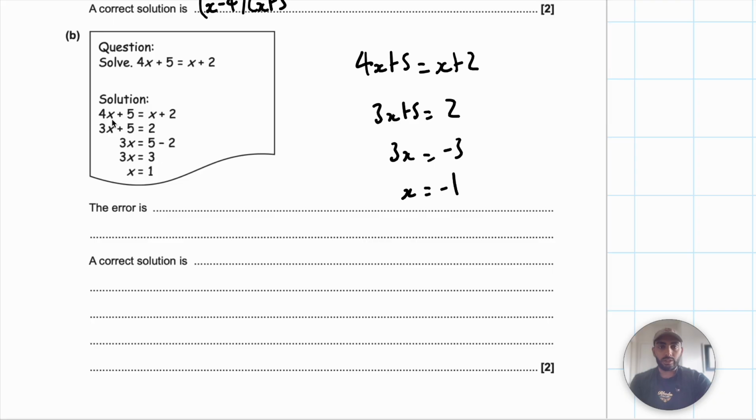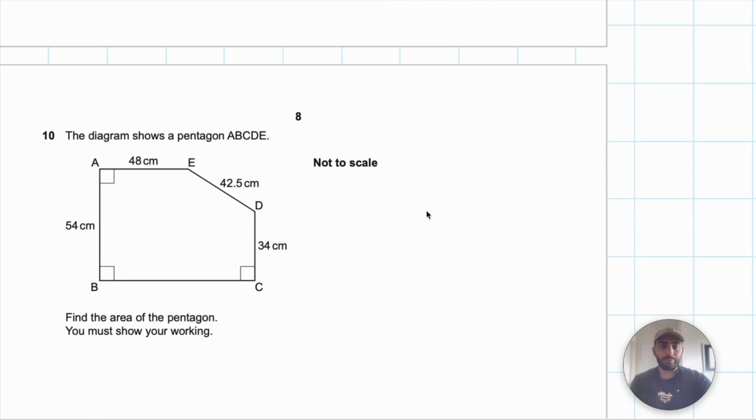So let's look at their solution. They got 4x plus 5 equals x plus 2. That's fine. 3x plus 5 is equal to 2. That's fine. 3x is equal to 5 minus 2. So I think this is where they've gone wrong. They needed to do 2 take away 5. The error is they should have done 2 take away 5, not 5 take away 2. The correct solution is x is equal to negative 1.